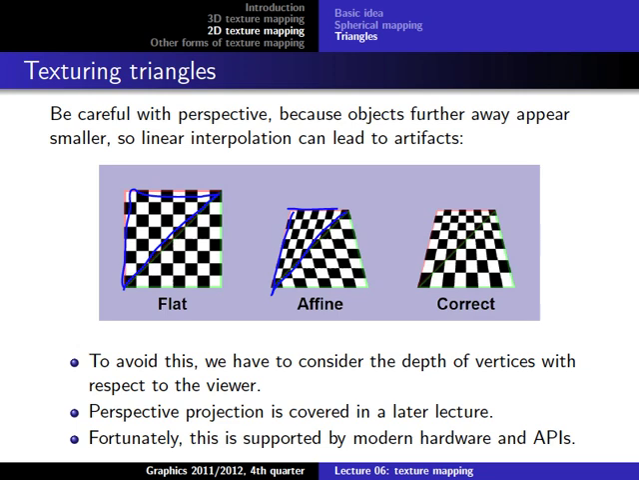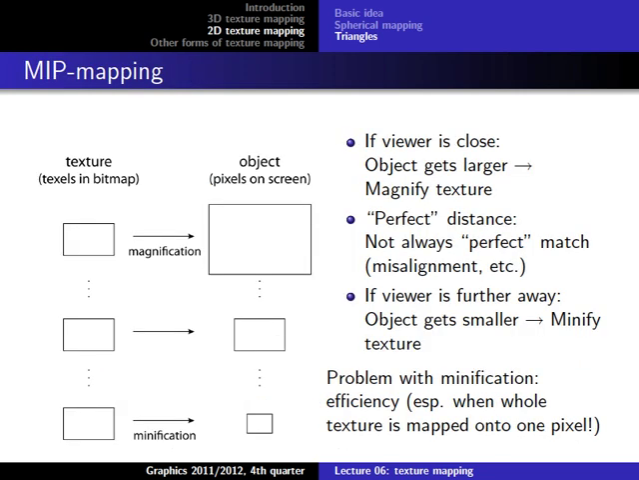If you're interested in the theory, you can read the related chapter in the book, but I will not cover it in the course because it goes too much into the mathematics, and like I said, we haven't covered perspective projection yet, so even if I wanted to, I couldn't explain it right now. Good. Another thing that is important to know in practice if you implement texturing is so-called MIP-mapping.